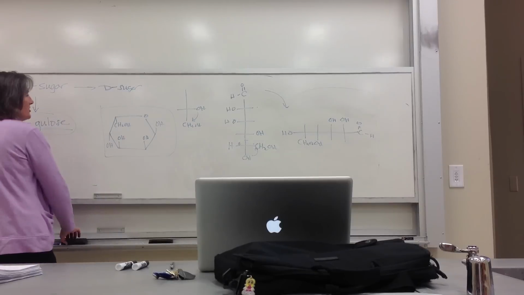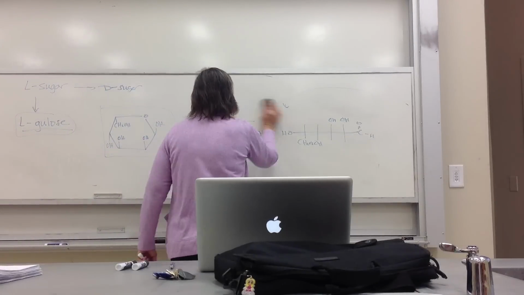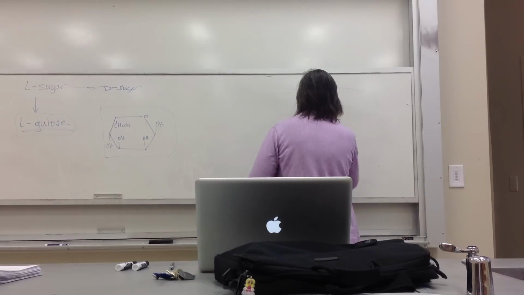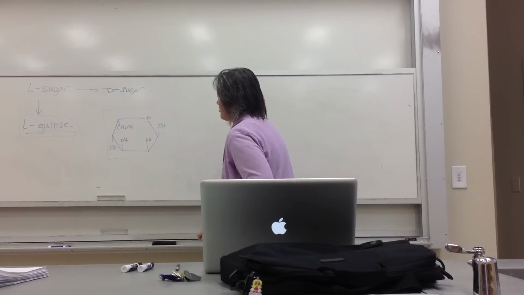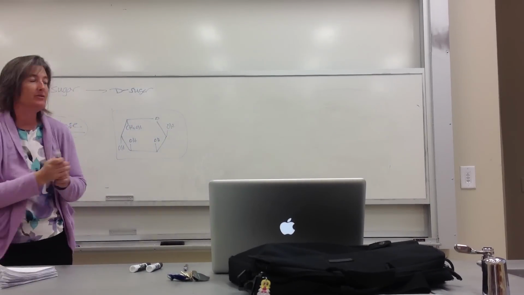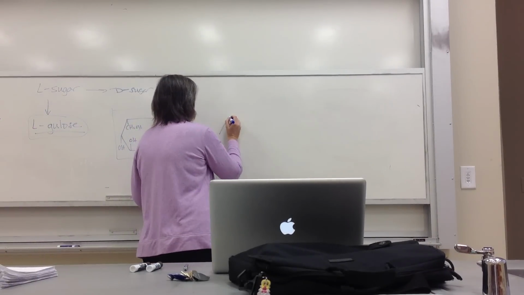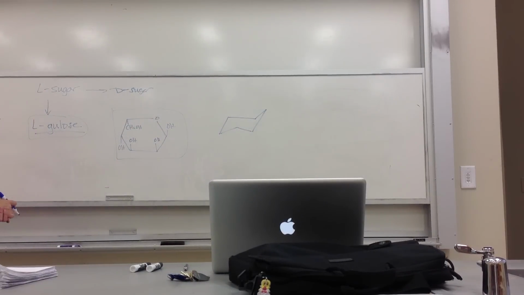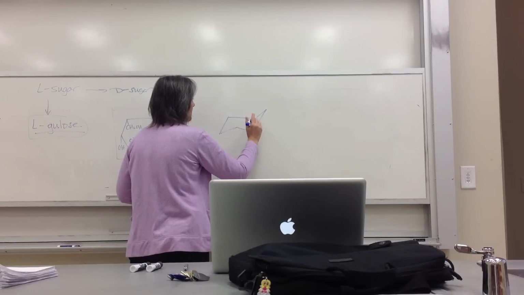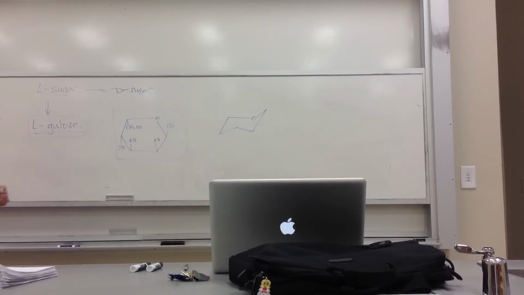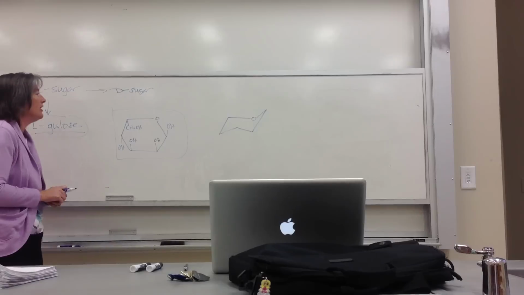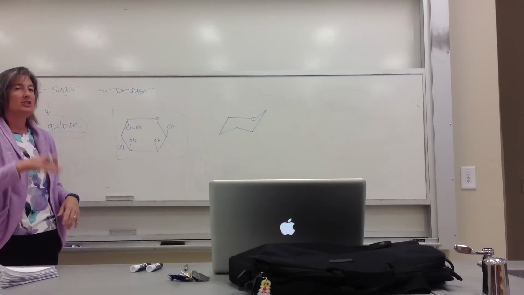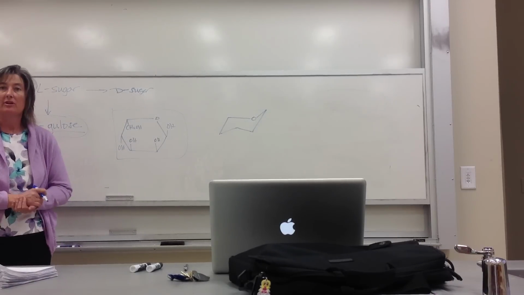Okay, now the chair form is something that we have not seen. Sometimes you'll see these drawn in a chair form. And once you have the Haworth, going to a chair form is not difficult. So what you're going to do is draw yourself a chair, and then put the oxygen usually in that position. And then follow along, putting these guys in their positions up, down, axial, equatorial, wherever that falls.